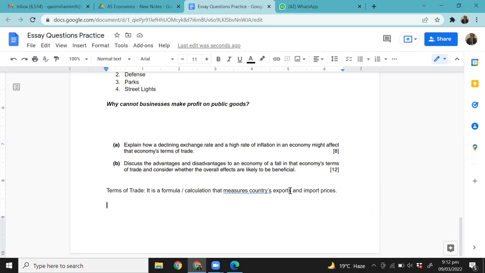Your export prices mean, I mean, it's not revenue. Now, students, first of all, have a look at this. It's a formula calculation that records a country's export and import prices. Whenever countries engage in international trade, they're always worried about their export and import prices. Why? It's not revenue. Let me remind you first of all, right?